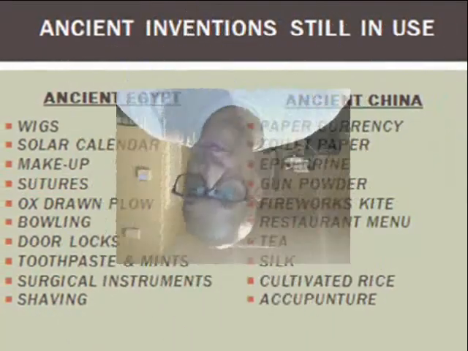Some of the less notable inventions of this ancient civilization are wigs, solar calendar, makeup, surgical sutures, door locks, surgical instruments, and shaving. Now, some of the ancient inventions that were used in China, and are still used today, are paper currency, ephedrine, gunpowder, fireworks, tea, silk, and acupuncture.